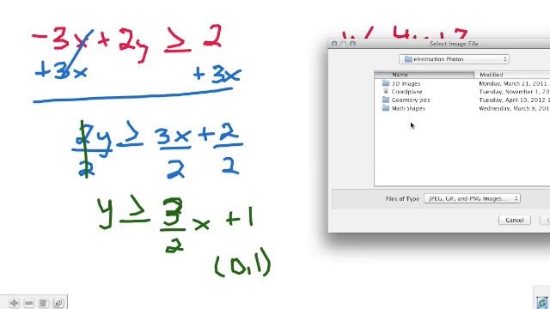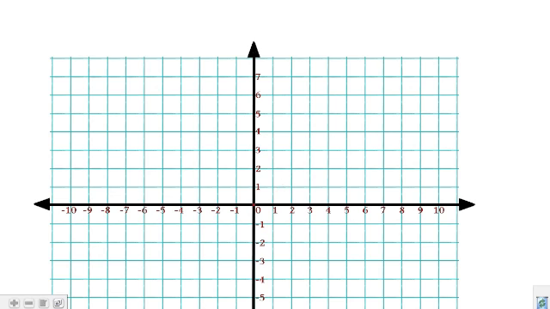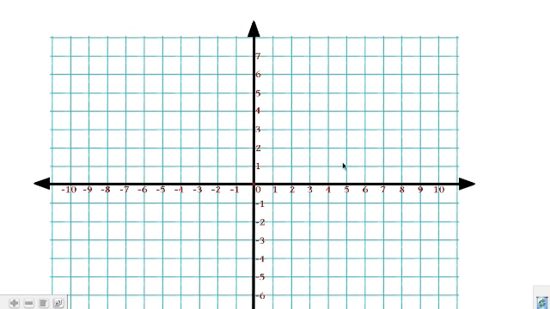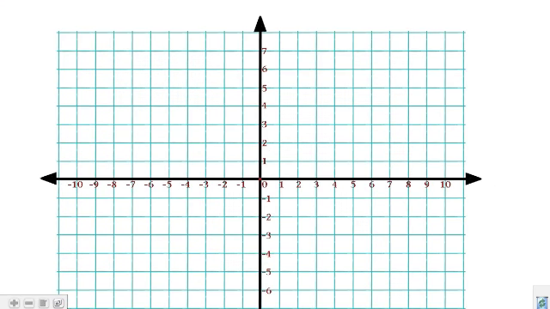Let me go ahead and pull back up my coordinate plane here. All right, first part we're going to graph is that 0, 1. So we're going to go 0, 1. Oops. Let's try that again. Okay, 0, 1 right there. And we were going to go up 3. 1, 2, 3, and over 2. 1, 2. So there's my dot.